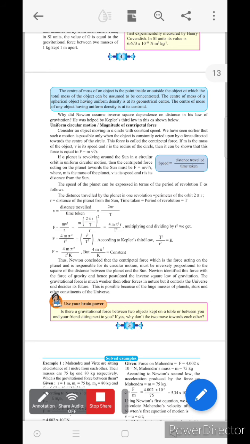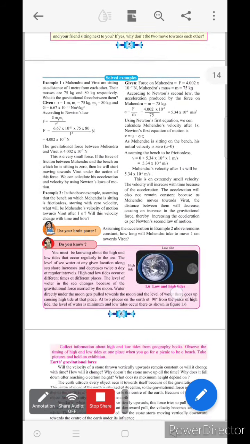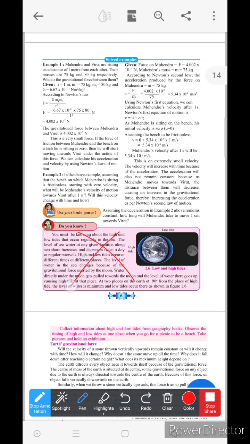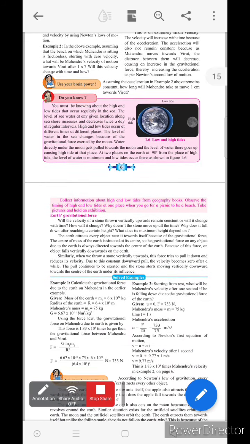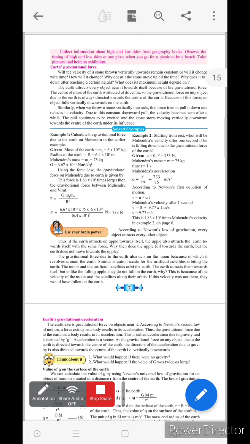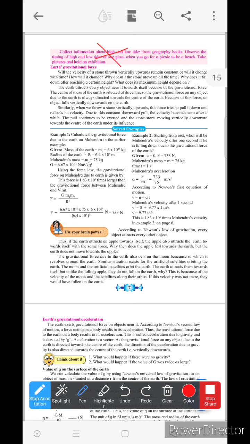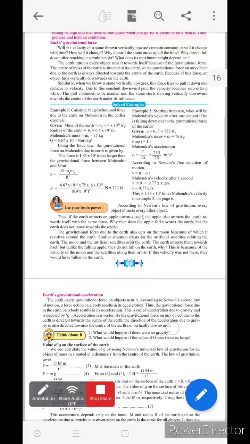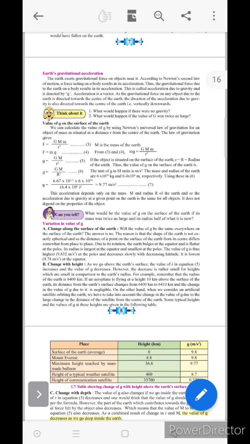Now we will move on to page number 6. On page number 6, the pink color box, and Use your brain power, these topics are removed. Then we will move on to the next page, number 7. On page number 7, again the remaining part of the previous pink color box is removed. No other reduction on page number 7 except that pink color box.